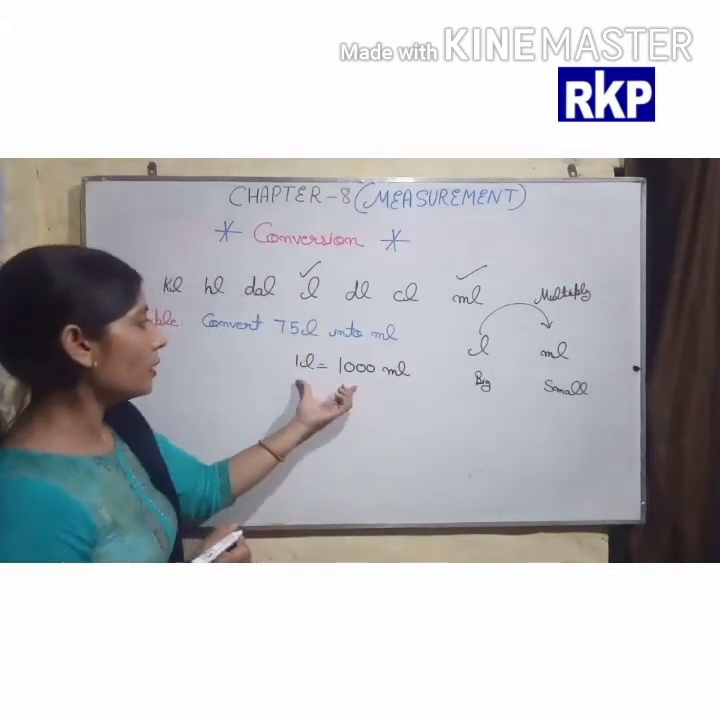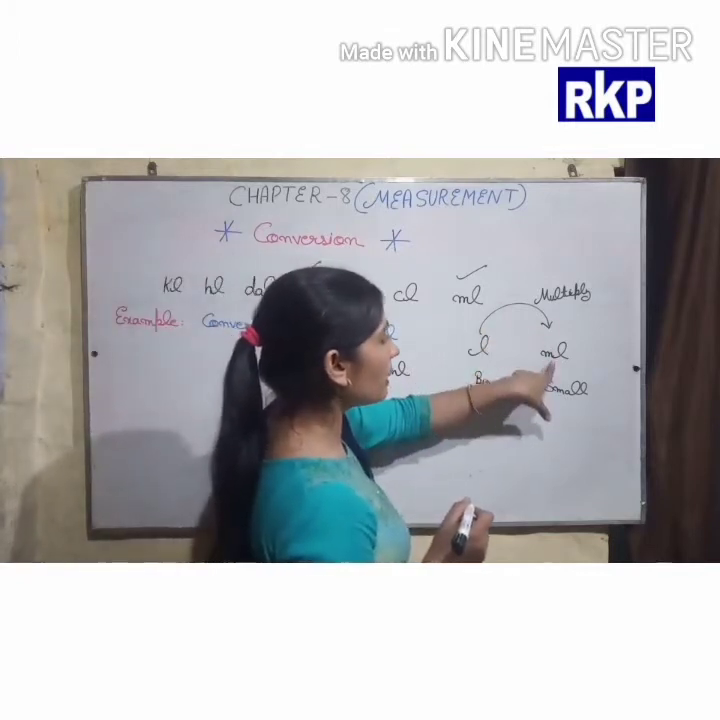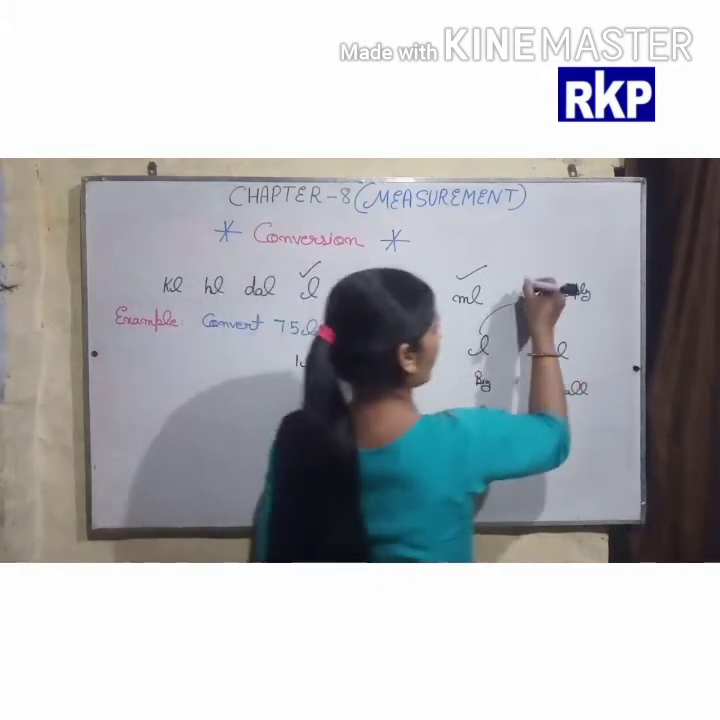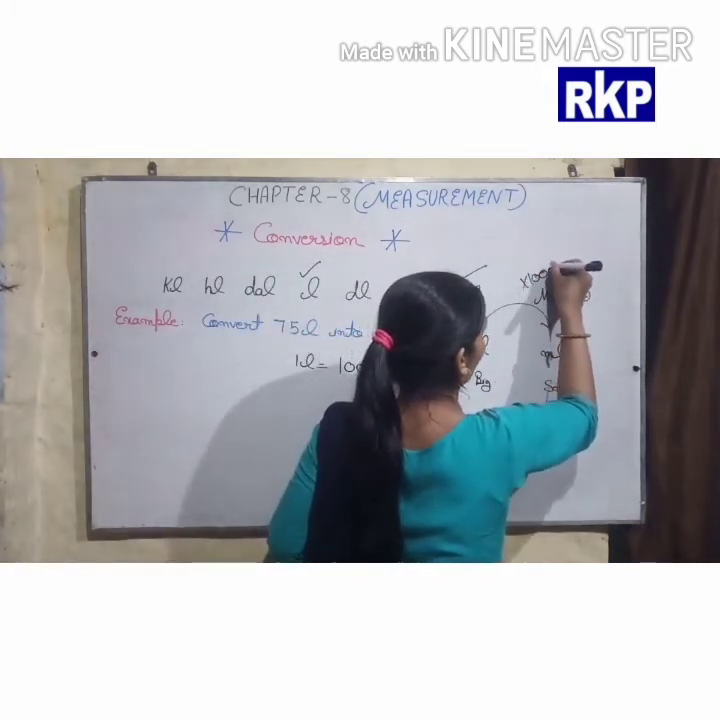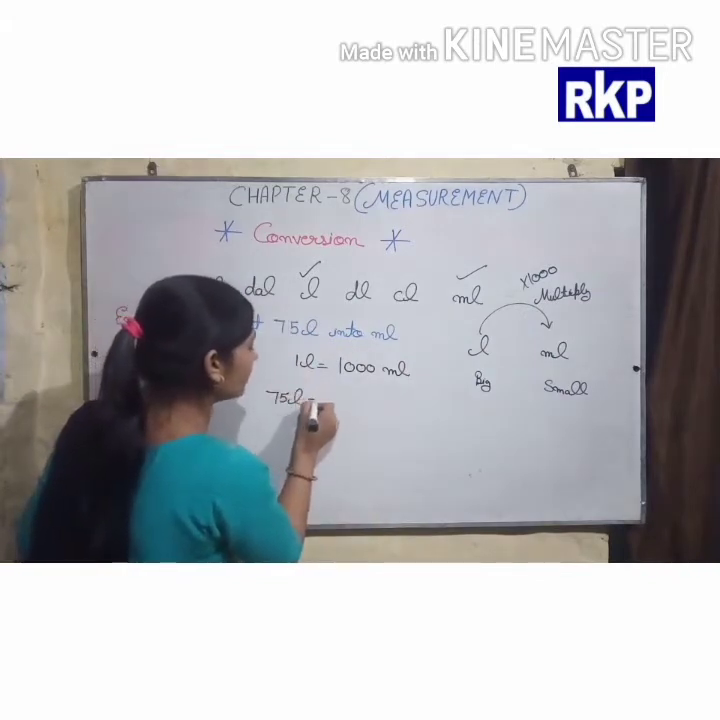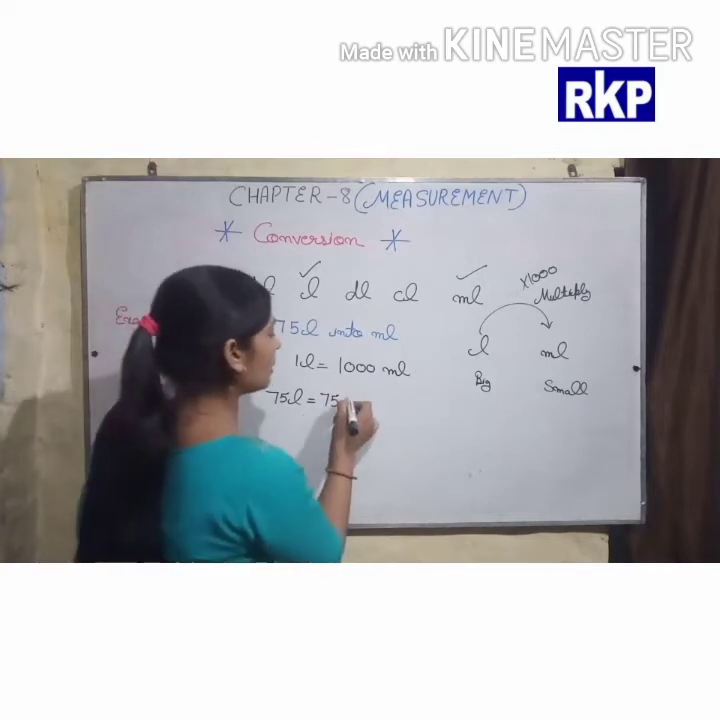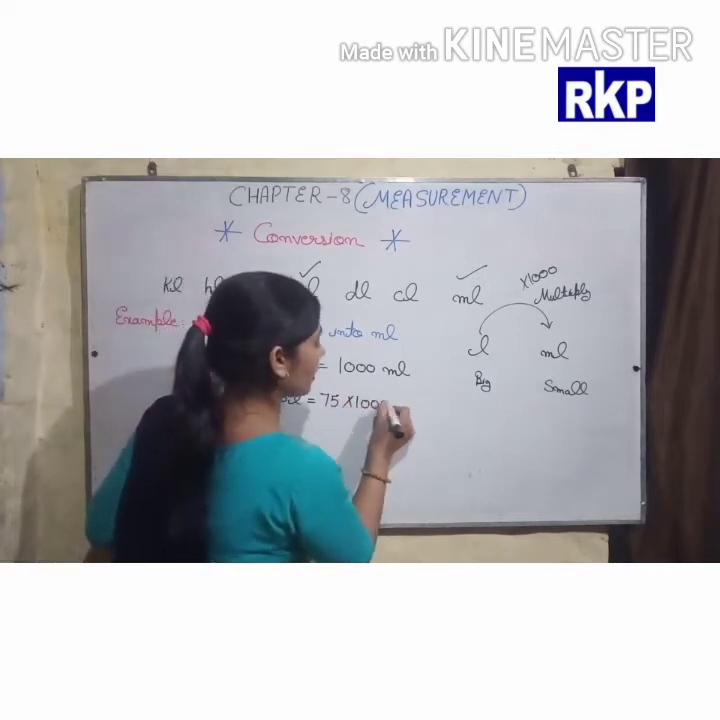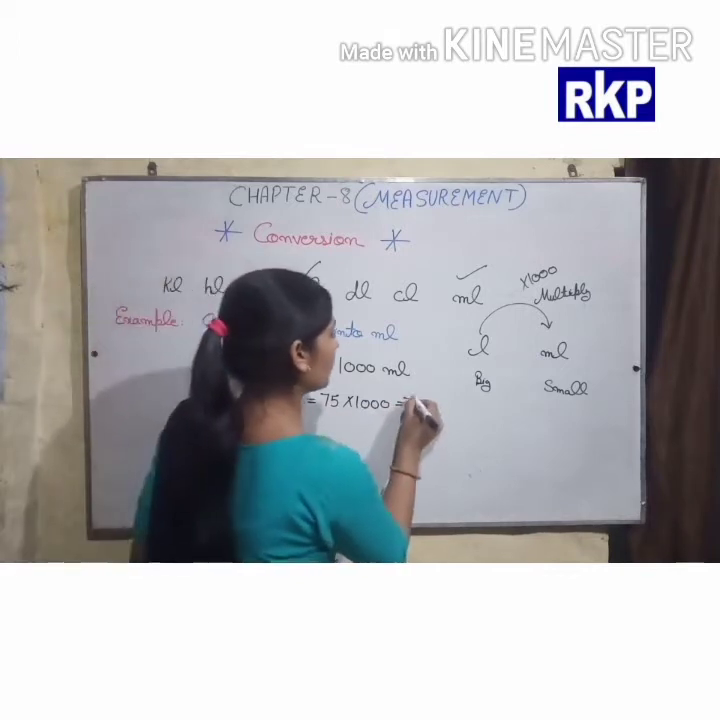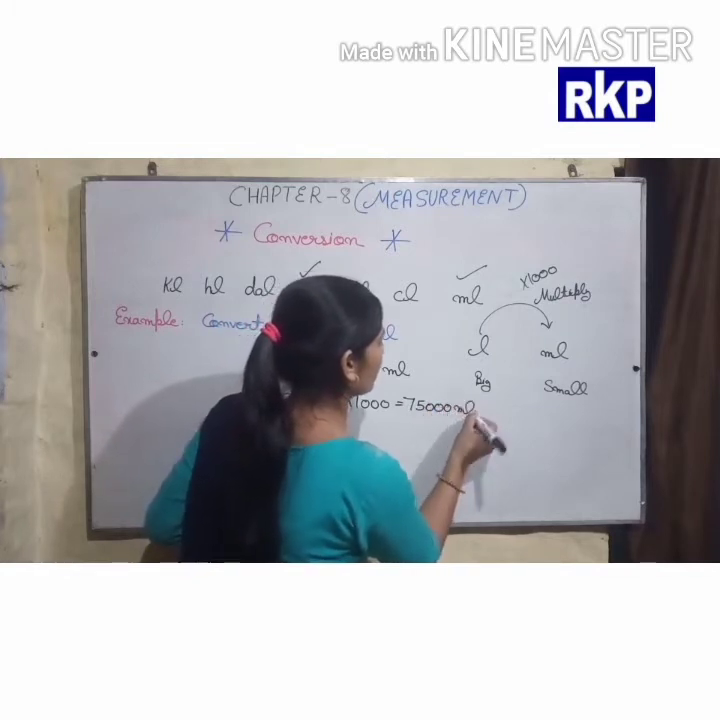Now we know when we convert liter into milliliter, we need to multiply, and by which number? By 1000. So we write 75 liters as it is, and now 75 multiplied by 1000, and when we multiply 75 with 1000 we get 75,000 milliliters.